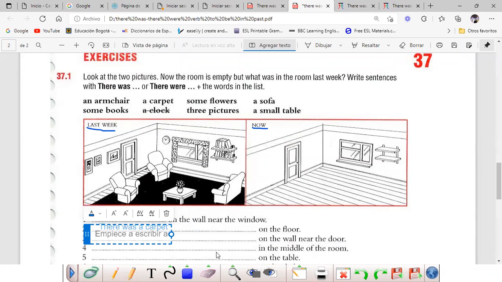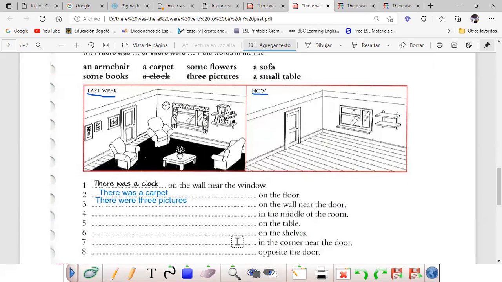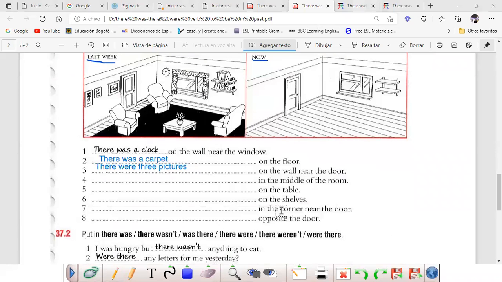There were three pictures. There were three pictures on the wall near the door. Excellent, very good. Number 4.